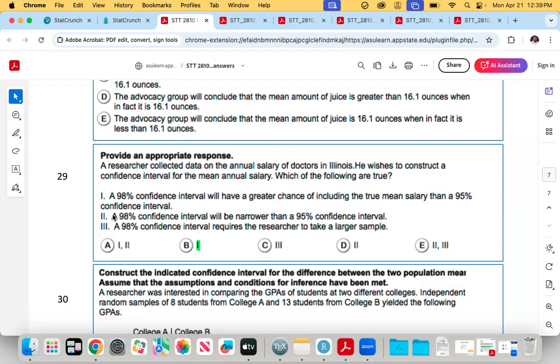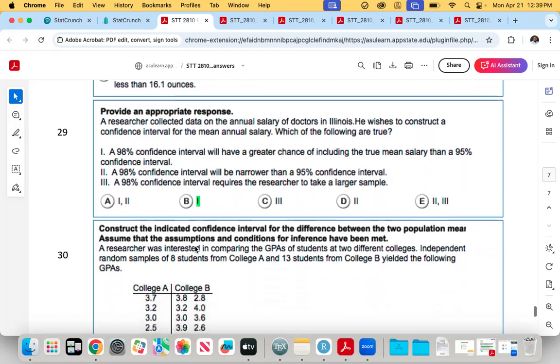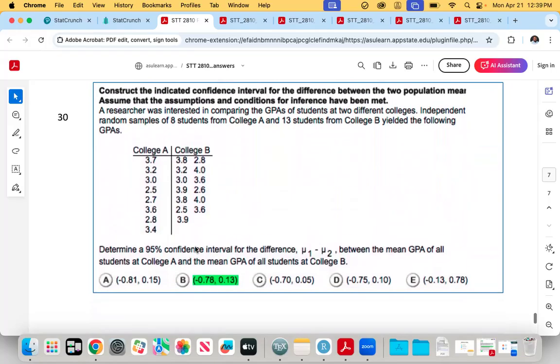So the question is which of the following are true? II is not true. The third one, a 98% confidence interval requires the researcher to take a larger sample. No, it doesn't matter the sample. So we can see that it is only I that is what? True. Is that okay? Good. Now, let's get to 30.